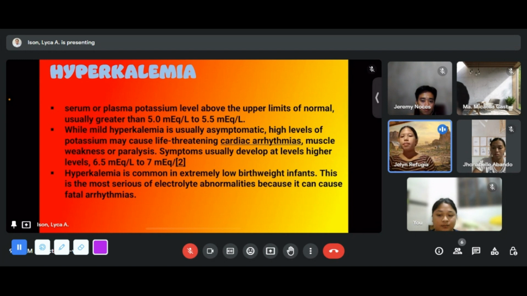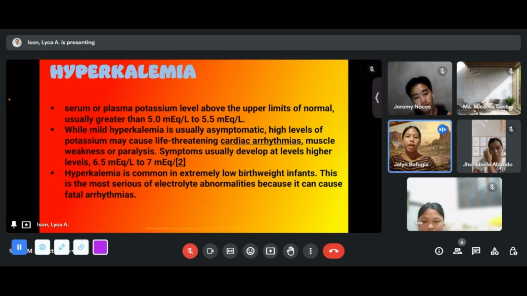So, common yung hyperkalemia sa mga low birth weight infants or yung mga batang ipinanganak ng may mababang timbang. So, ito yung pinaka-serious na electrolyte abnormalities because it can cause fatal arrhythmias. So, when we say fatal arrhythmias, it is the significant change in your heart rhythm. Ibig sabihin, your heart is not able to pump blood efficiently. So, yung hyperkalemia is a common complication sa mga newborn in the first 48 hours of life in very low birth weight. So, next slide.